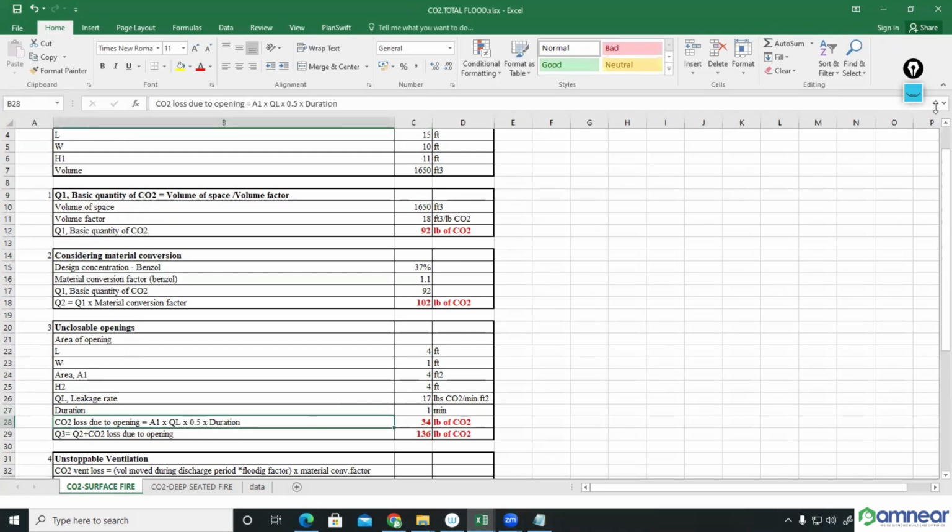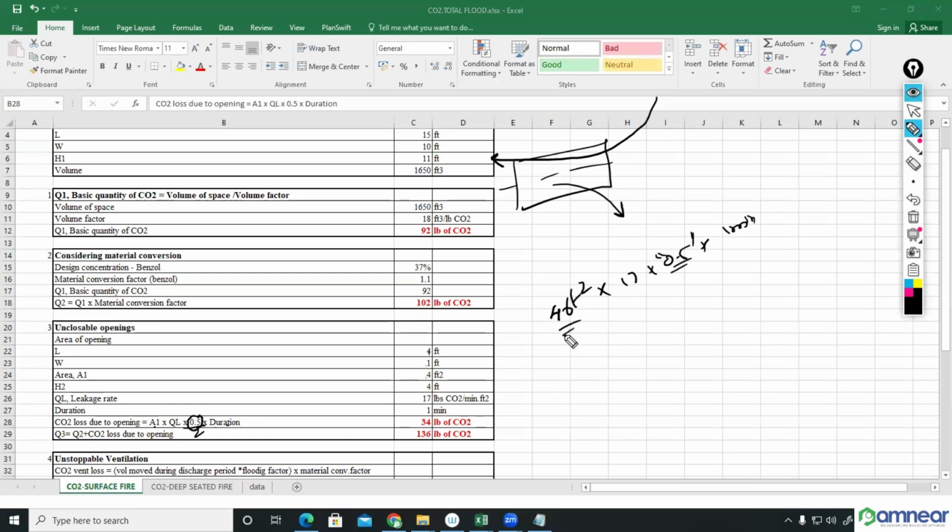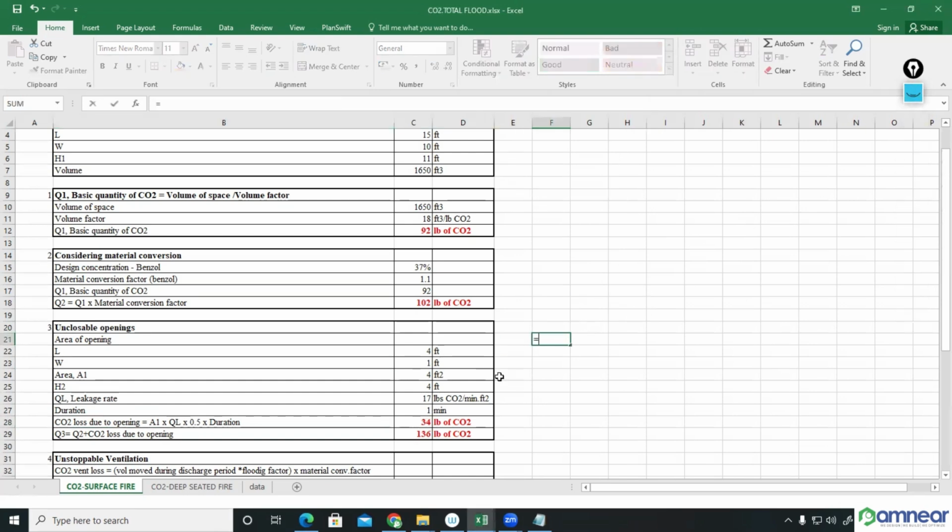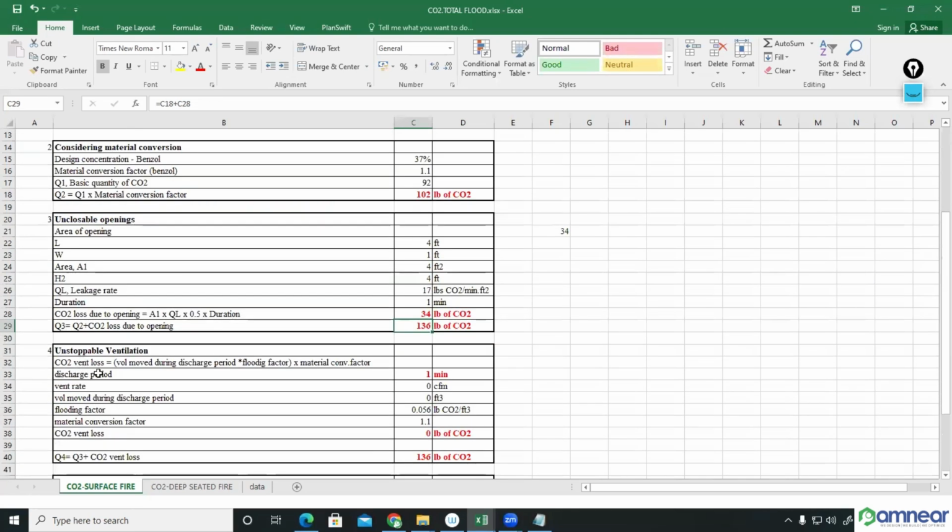Okay. So by that calculation, how much you will get? 4 feet square times 17 times 0.5 times 1. You'll be getting 34 pound. 34 pound you will get when you are doing this calculation. Okay. How much is it? 4 feet square, multiplied by leakage rate, multiplied by 0.5 into the duration. You'll be getting 34. So along with this 102, you have to add 34. So 102 plus 34, you'll be getting 136. That is our value Q3. Q3. The next one, unstoppable ventilation.